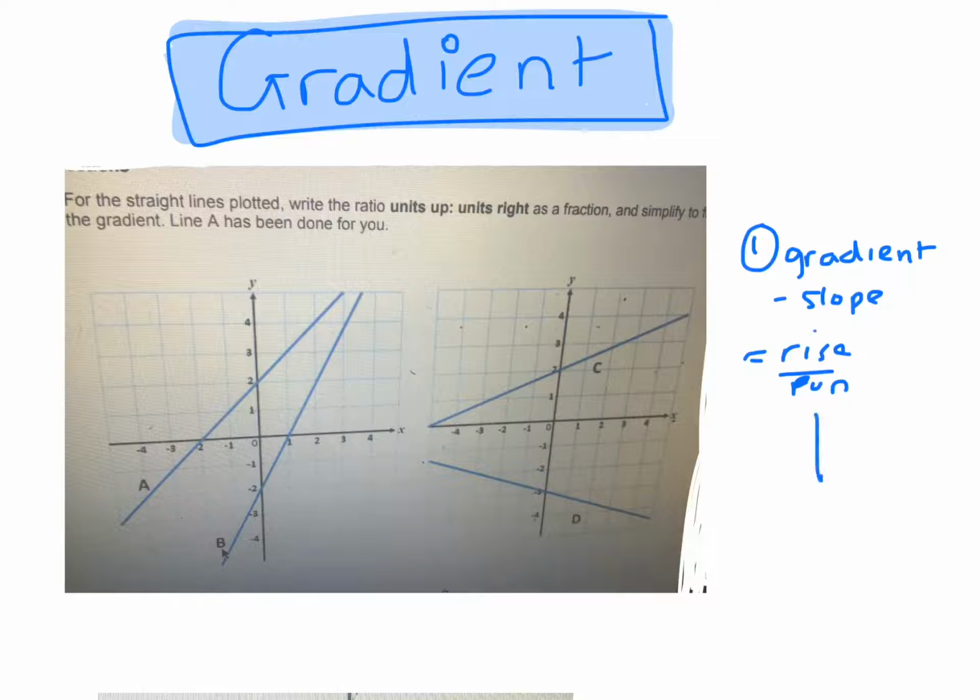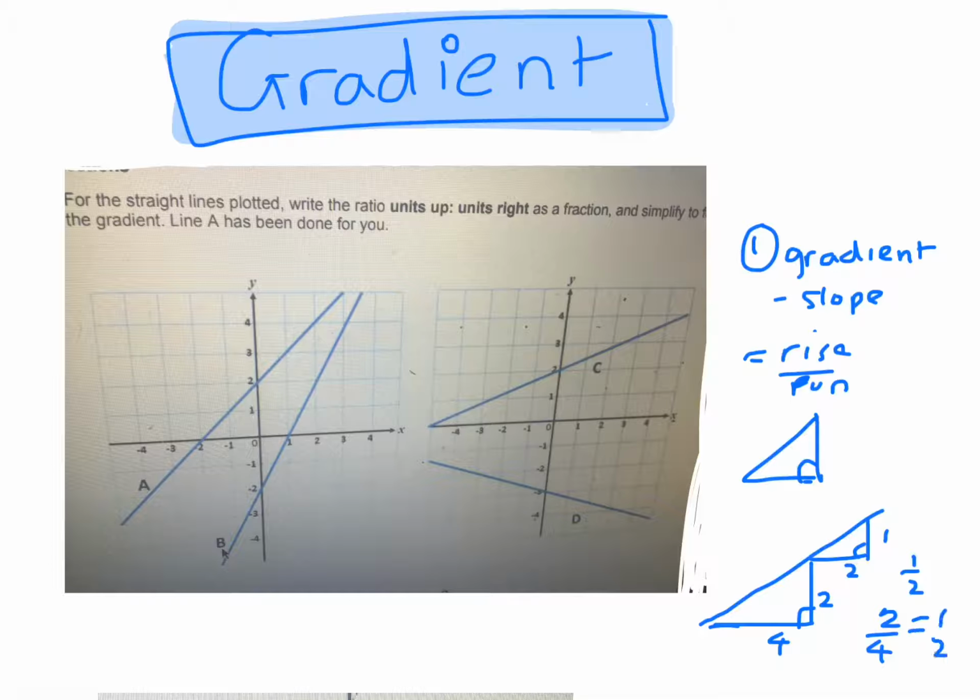In order to get the rise on the run, you're going to have to form a triangle. It does not matter where you form the triangle, because if you do the rise and the run here, or if you do the rise and the run there, this might be 1 to 2, but this might be 2 to 4. When you do the rise compared to the run, you are still going to get the same simplified fraction.